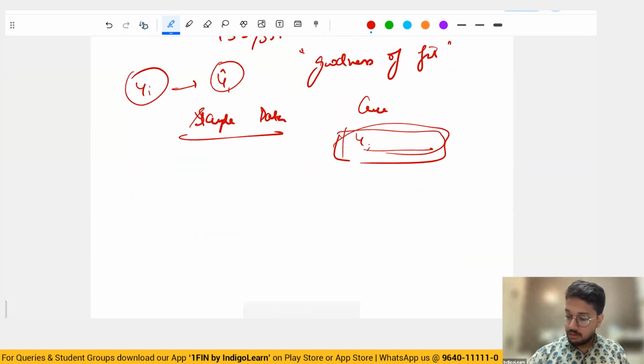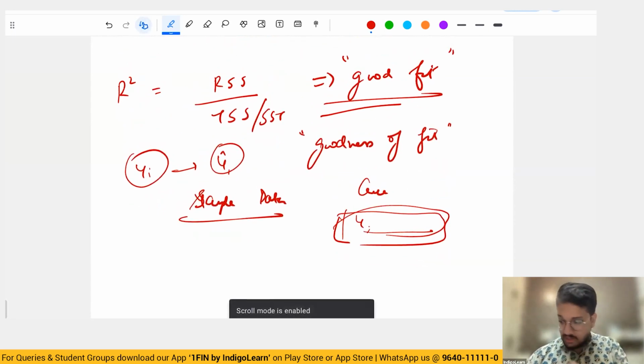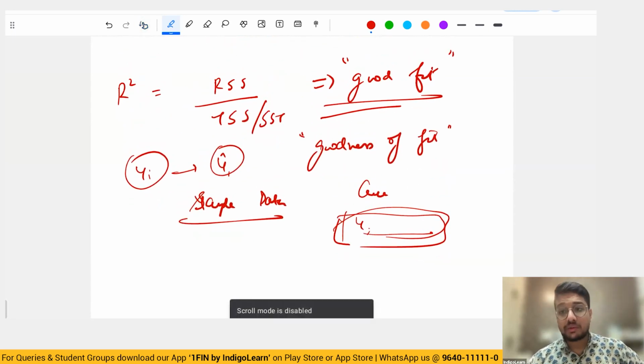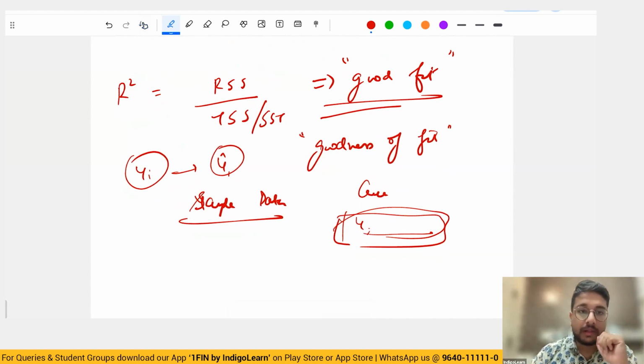Okay. Now R square. A higher value of R square tells you that the model is much better. It is able to explain most of the variation which is possible. But there's one problem. There's one small problem with this.